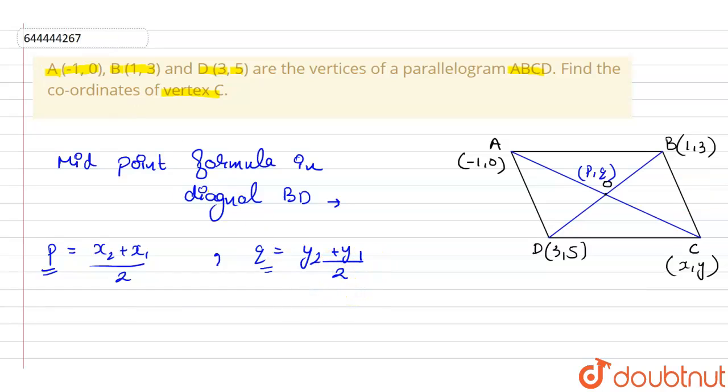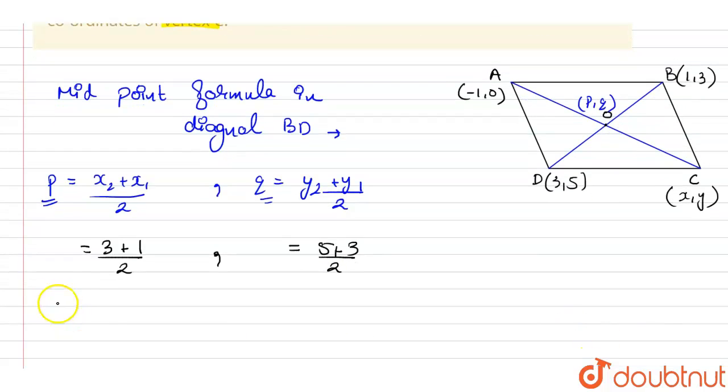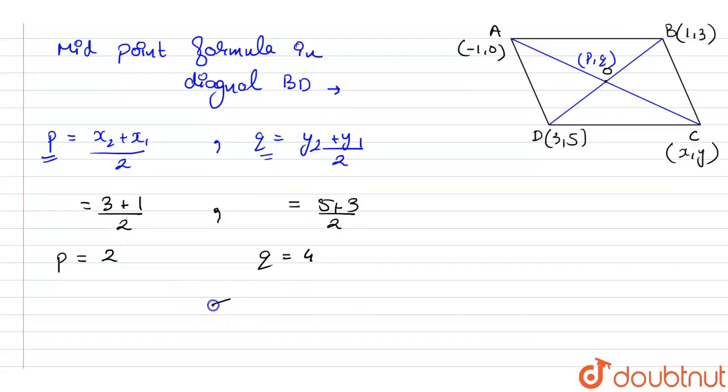So if we put in all the values, the value of x2 is 3 plus the value of x1 is 1 divided by 2, comma, the value of y2 is 5 plus the value of y1 is 3 divided by 2. If we simplify this, the value of P will be 3 plus 1, that is 4 by 2, that is 2, and the value of Q will be 5 plus 3, that is 8, divided by 2, that is 4. So the point O, which is P, Q, has come out to be 2, 4.